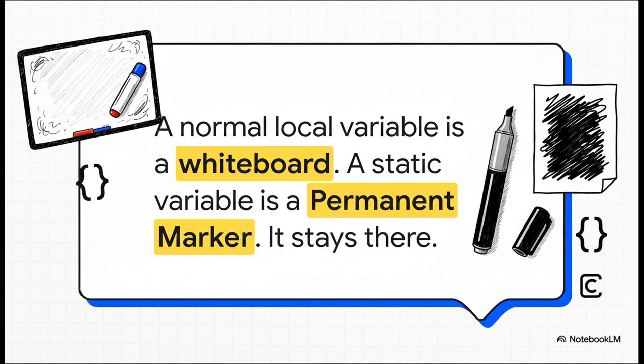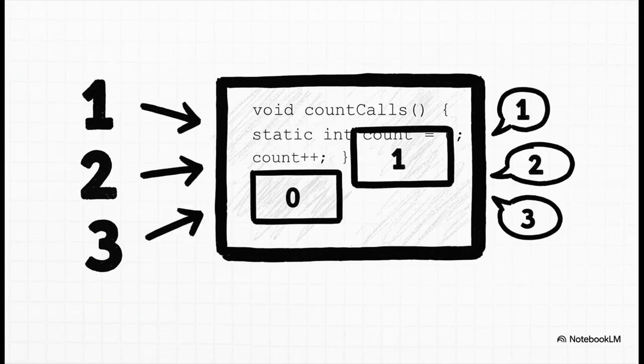You go into the room, you write on it. You leave, it gets erased. Gone. But a static local variable, that's like using a Sharpie. You leave the room, you come back later, and yep, it's still there, exactly how you left it. Let's see this in action, because it's really cool.